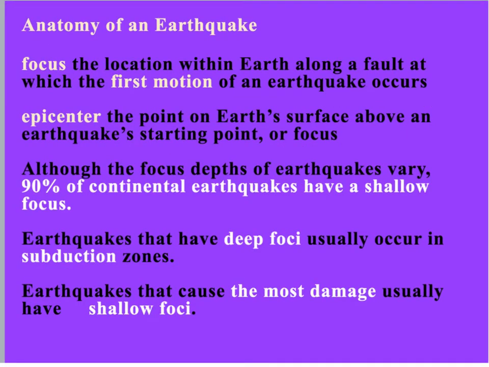So some other important words, we'll call it the anatomy of an earthquake, right? So the different parts of an earthquake. The first one is the focus. So I'm going to draw a little bit of an earth right here. This is a small version of the earth. The first term is the focus. It's a location within the earth along the fault at which the first motion of the earthquake occurs. It's almost like the first location, right?